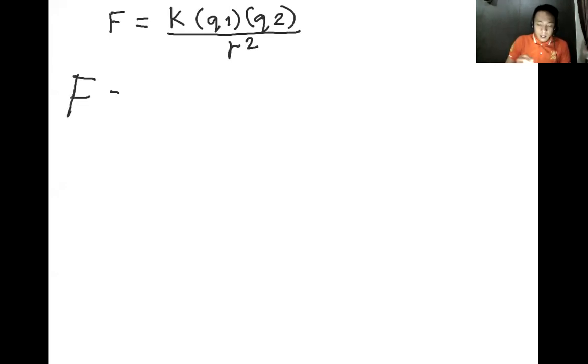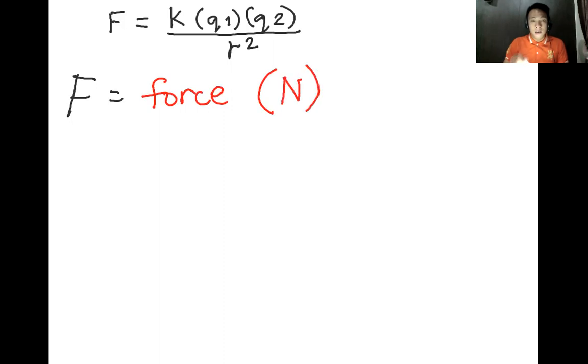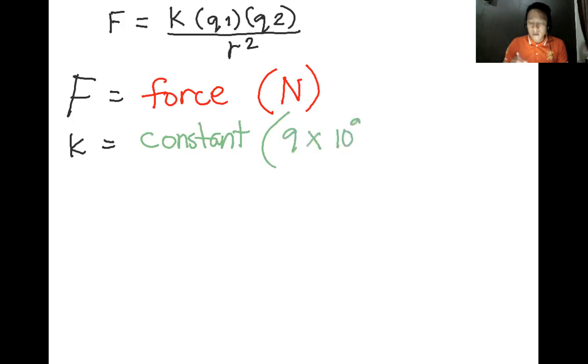F is for the force itself. And when we say force, what will be the unit? This is a Newton. The force is about Newton. And then for the K, this is what we call the constant. And the value of the constant, we already know that one, right? In our Physics one, the value of the constant is 9 multiplied by 10 raised to 9.